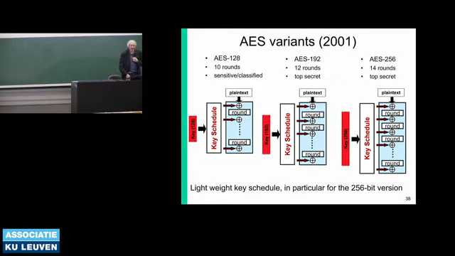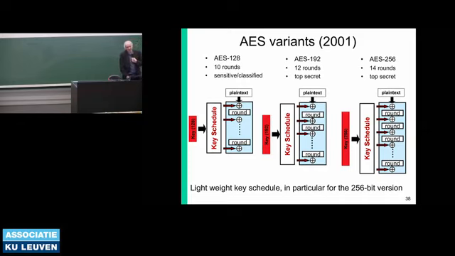There are 3 variants of AES. I mentioned this already. The 128-bit version has 10 rounds. The 256-bit version has 14 rounds, so it's 40% slower. And there is also an intermediate version that nobody uses, actually, not as far as I know.